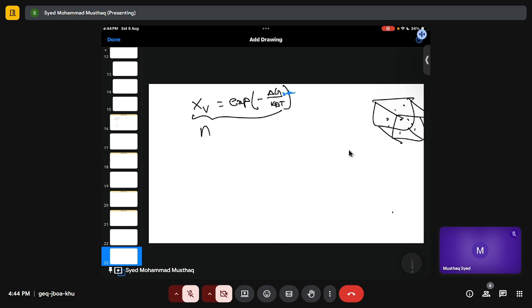So XV is nothing but the number of vacancies divided by the total number of sites. The total number of sites will be equal to the number of atomic sites in a structure, in any system, plus the number of vacancies. That will tell me the total number of sites. Now this is my number of vacancies, and this is NT, the total number of sites. And that will be equal to exponential of minus delta G upon KBT. See, I can derive this.